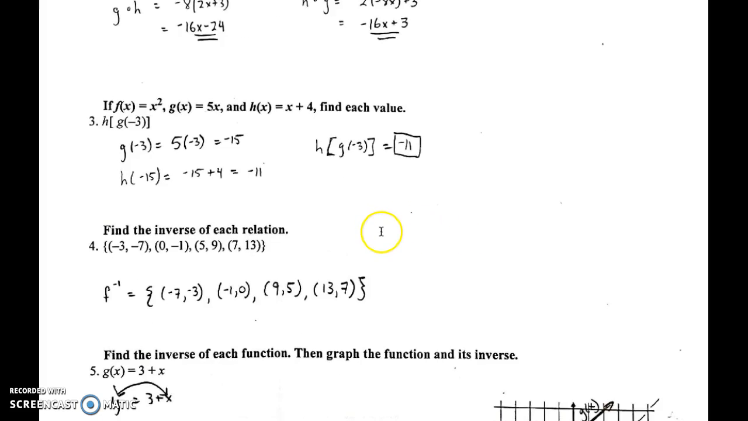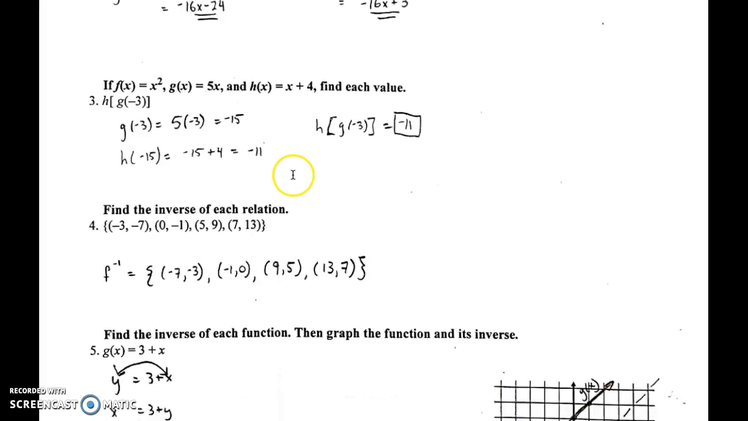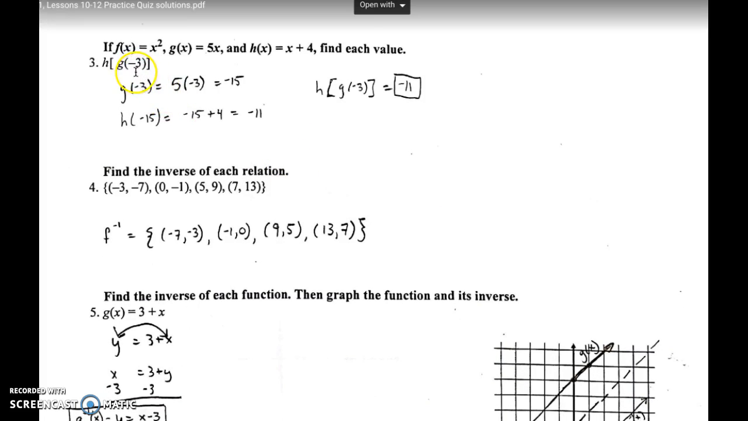Question 3, one more composition problem where we are plugging in a particular value into some of the functions. So we have h of g of -3. So what that means is that we need to put -3 in the g function first, and then whatever answer we get, we're going to put that answer into the h function to get our final answer. So g of -3 would be 5 times -3, because the g function is 5x. 5 times -3 is obviously -15.